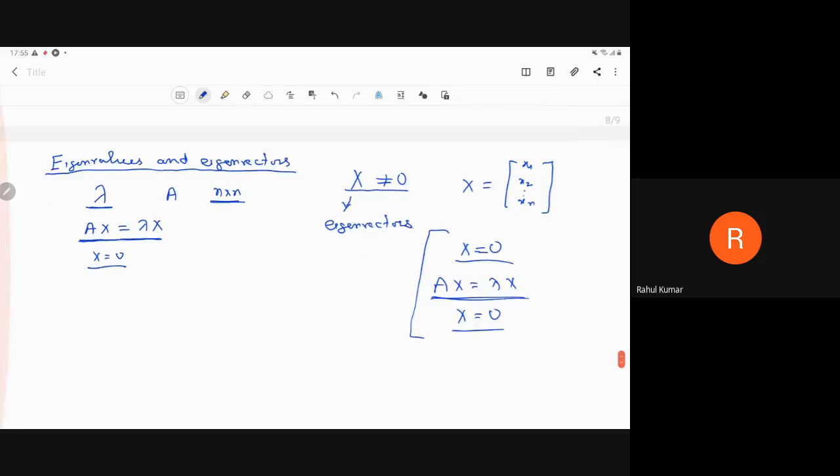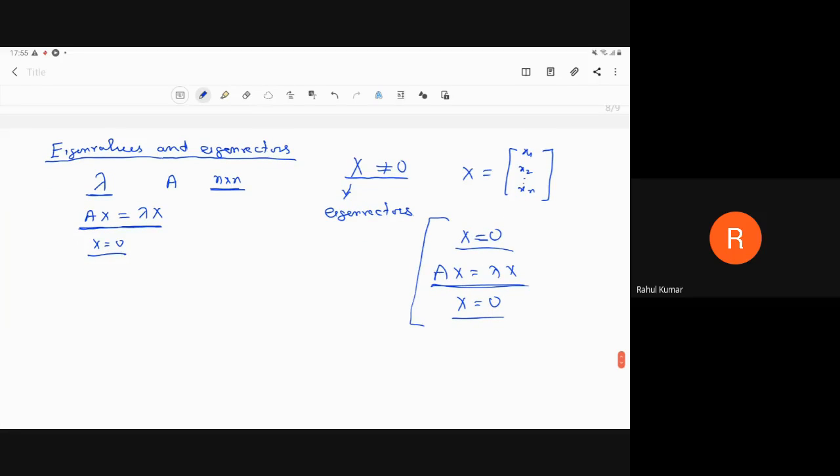All right. Now, how to get the eigenvalues? See, I can write this condition in this format: A minus lambda I times x equal to 0. Do you agree with this?